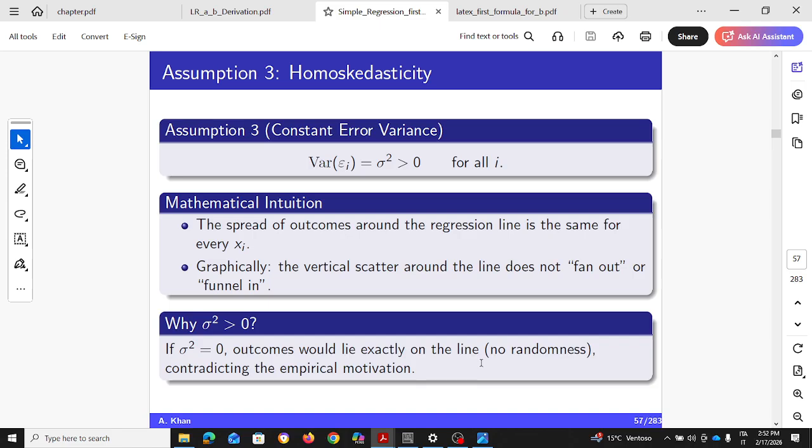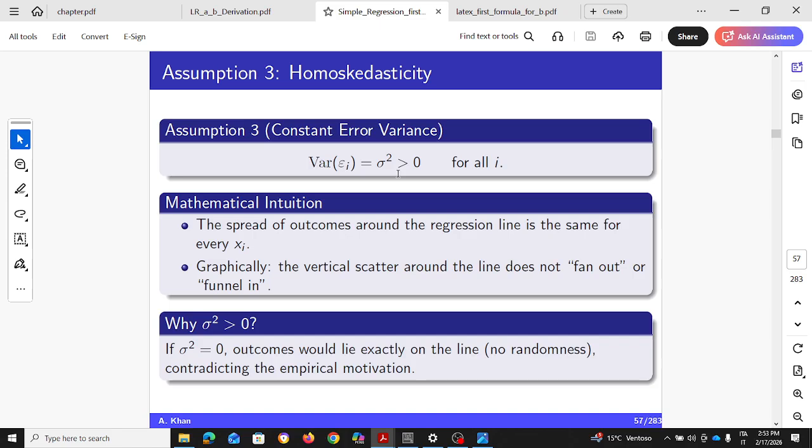The third assumption is called homoscedasticity. It's a difficult word. It says the variance of the error term, sigma square, should be greater than 0. Why? Because the spread of the outcome around the regression line is the same for every xi. As we said before, when we square the model, if we have a very far error, it's a problem. So there must be some kind of variability. Otherwise, if you have the same value, it doesn't make sense.